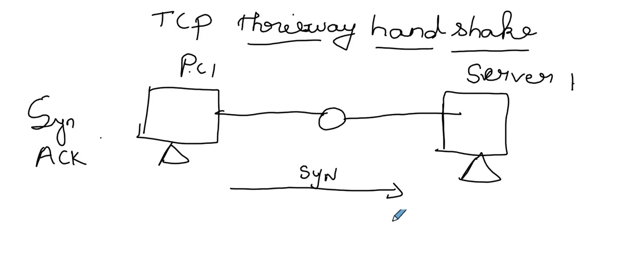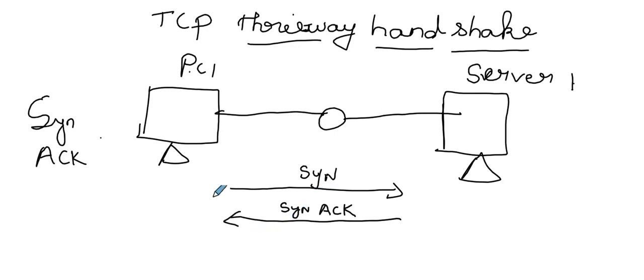For that, server 1 will reply by sending a TCP segment to PC1 with the synchronization and acknowledgement flags. So it is acknowledging the connection with PC1. Server 1 is saying, okay, server 1 also desires to connect with PC1. So server 1 is sending two flags: SYN and an acknowledgement flag.